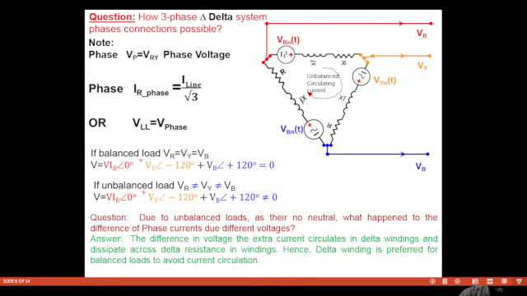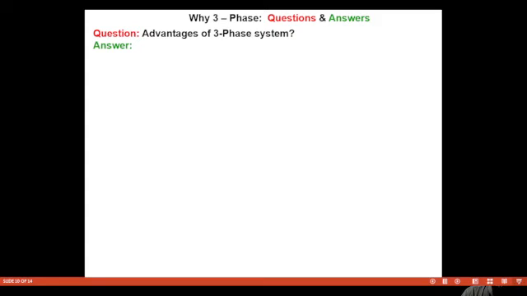Right? So here again, due to the unbalanced load, as there is no neutral, the difference of phase currents due to the difference in voltages, the extra current circulates in the delta windings and is dissipated across the delta resistance in the windings. Hence, the delta winding is preferred for balanced loads to avoid circulating currents. And also in case of harmonics, the harmonic currents also circulate within this and are lost, not sent to the secondary side.